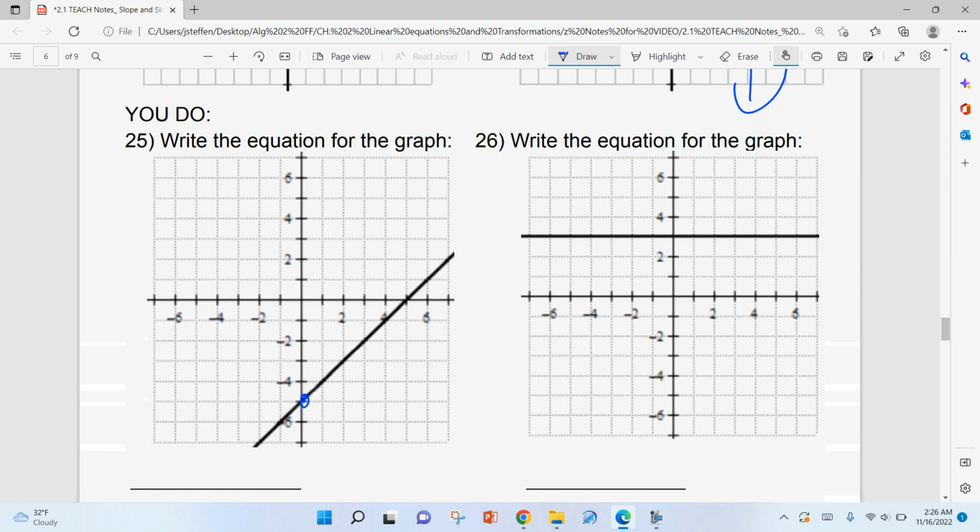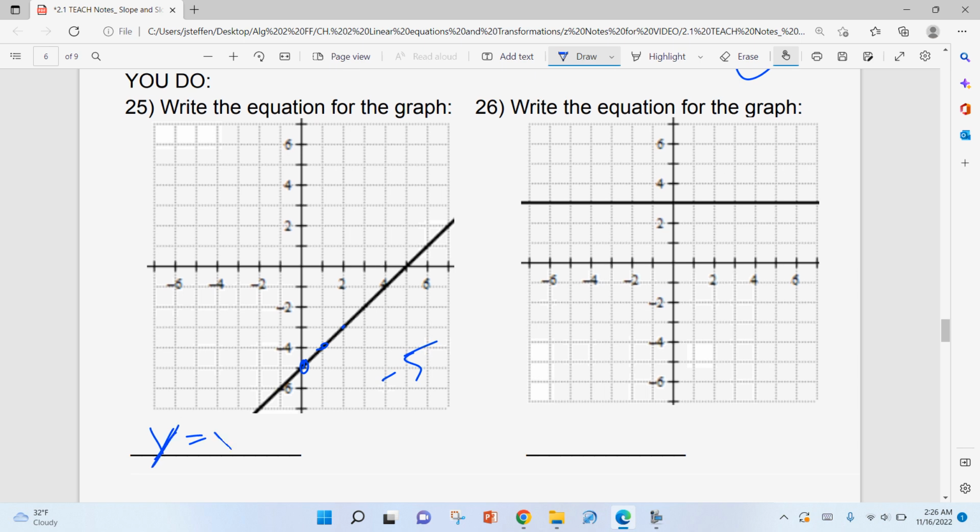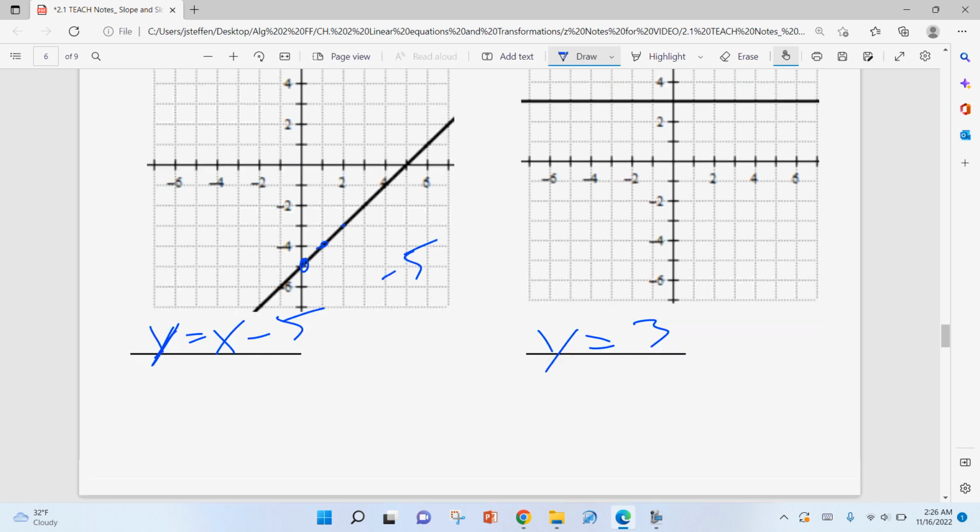And this one, your y-intercept is negative 5, and you go, looks like up 1 over 1. So y is equal to 1x, or just x minus 5. And again, if you put a 1 there, that's fine. This one is horizontal, so it's y is equal to, and the y-intercept is positive 3.